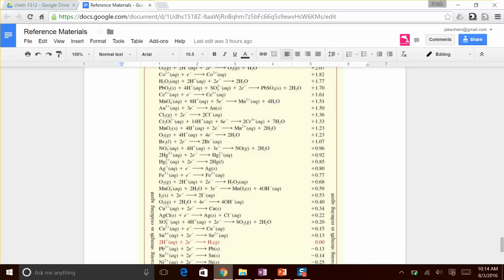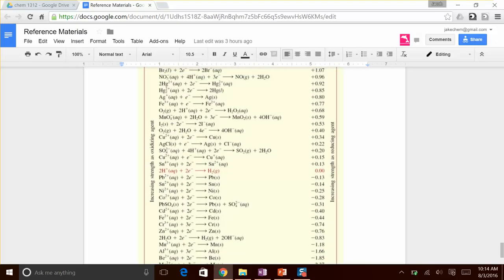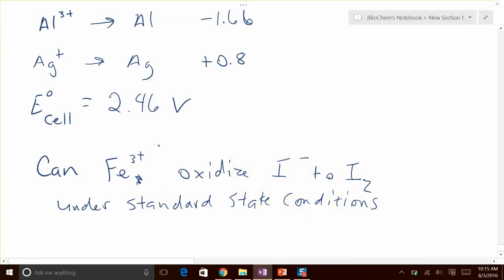So then the opposite would be false, that I2 could not oxidize. Yeah, because the chart is I2 to I minus. Is I2 to I minus different? Yeah, because in there it says I2 to I minus. So it would be the opposite. Well, let's see. It would just be the reverse, right? Negative 0.53 minus, I minus to I2, positive 0.53. Fe3+ 0.77.